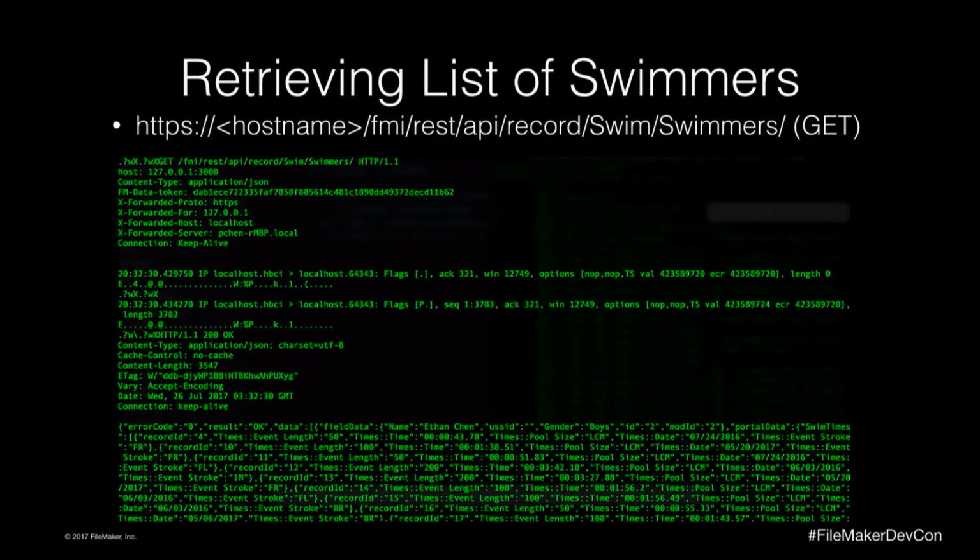And so you see that at the top, modulo the funny characters, there's the get to swim/swimmers. Below, you can see the fm-data-token, so that's passing the data token back into the API so that we know who you are. And then at the bottom, there's a whole mess of JSON. And that's actually those two records that we saw, plus also the portal data.